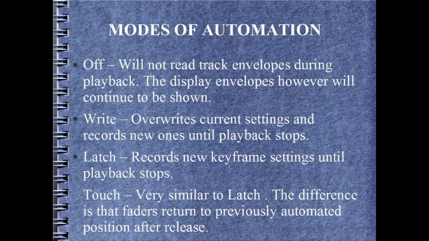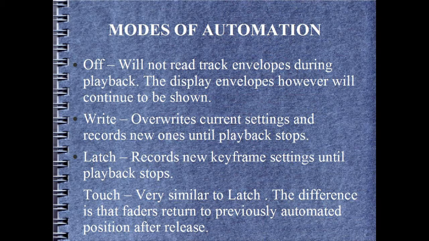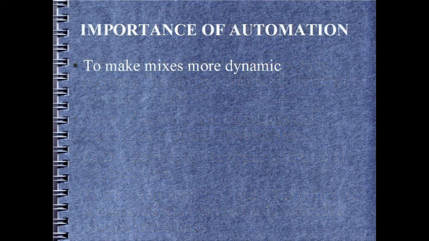There are four modes of automation. First is off, will not read track envelopes during playback. The display envelopes, however, will continue to be shown. Write, overwrites current settings and records new ones until playback stops. Latch, which is the most common among the four, records new keyframe settings until playback stops. And touch, very similar to latch. The difference is that faders return to previously automated positions after release.